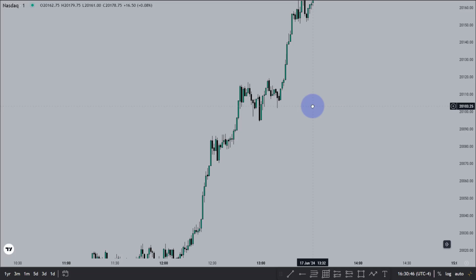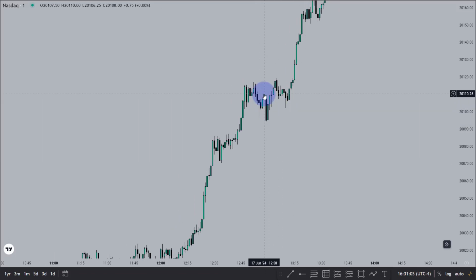Some people will come and tell me, brother, there was a perfect ICT setup, breaker block. You don't know what a breaker block is. I know what the breaker block is. I know better than a lot of you. But this is not a rule based breaker block. I'm not gonna use this as hindsight.